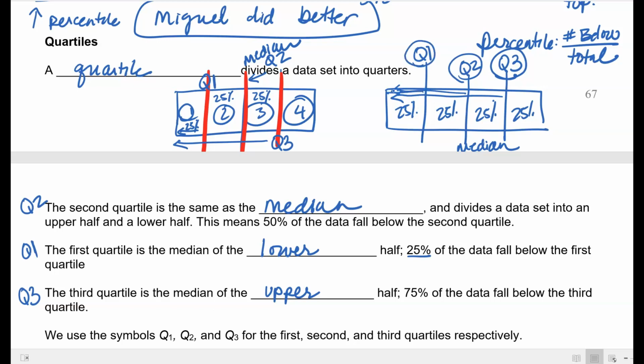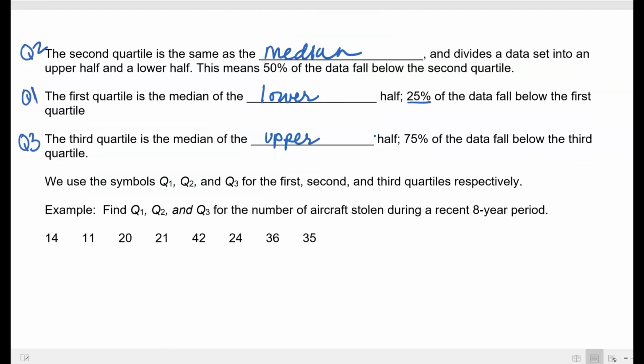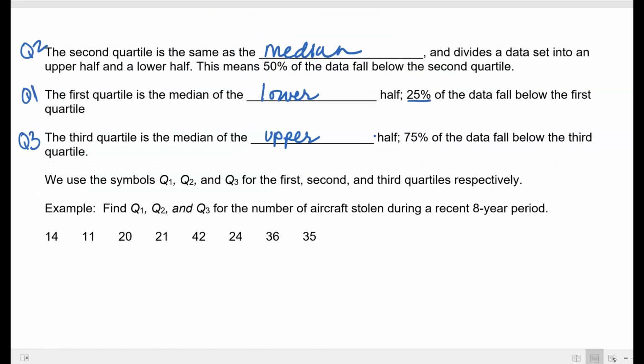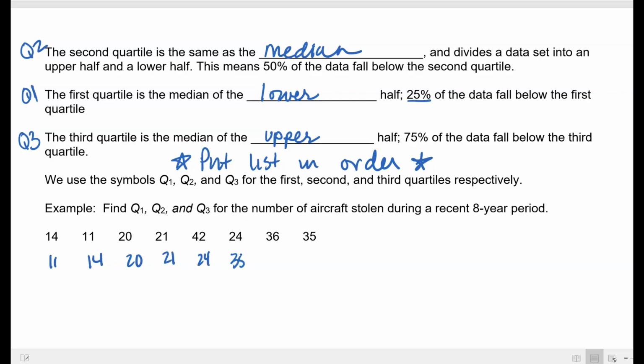Okay, so let's look down here and do this next example. The very first thing you want to do is put the list in order. Put the list in order, really important. So I'm just going to write these numbers in order: 14, 20, 21, 24, 35, 36, and 42. So we've got those in order.